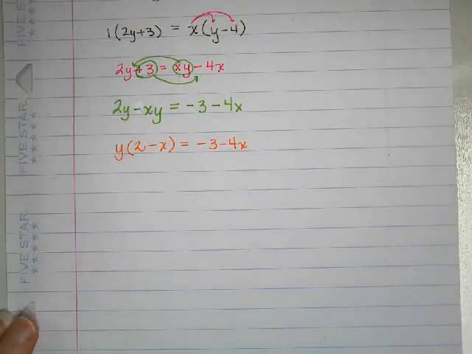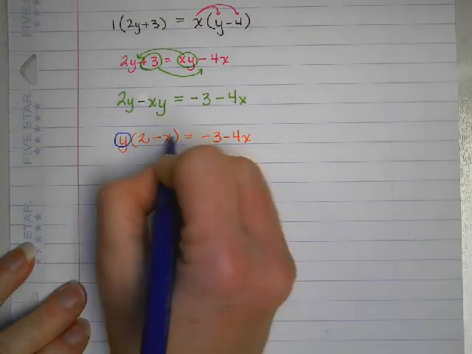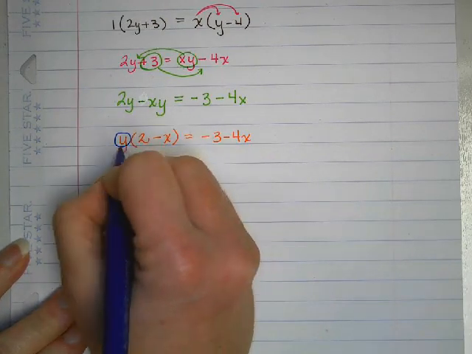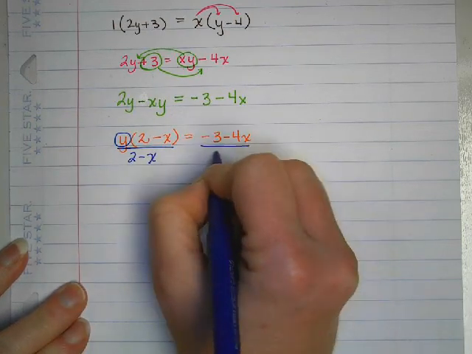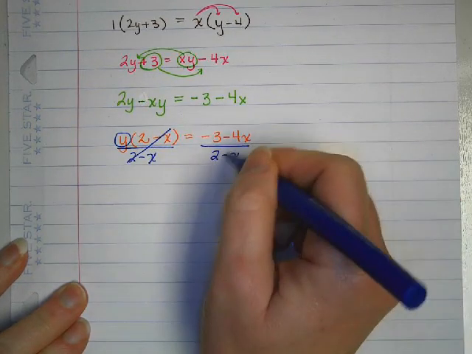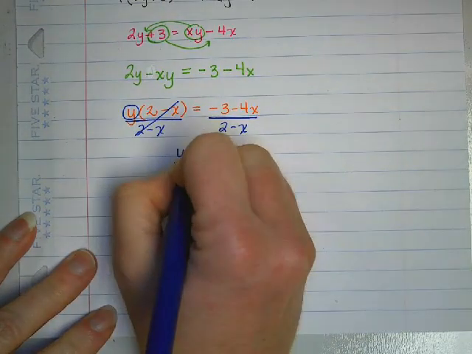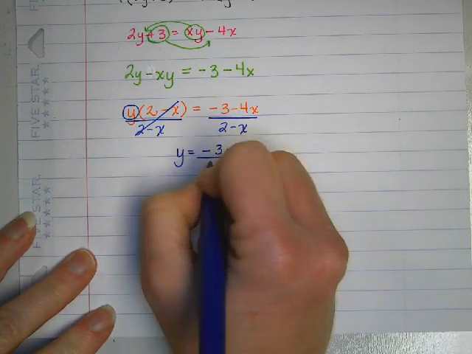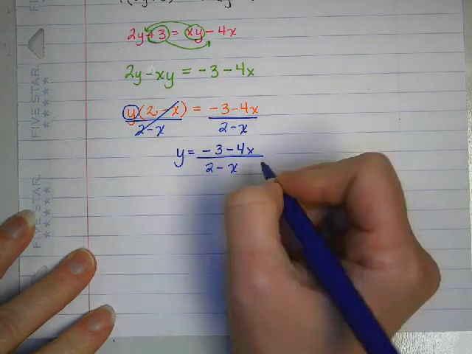And now remember, I'm just trying to get y by itself. Just need to get this alone. I need to get rid of this 2 minus x, and it's there by multiplication. So to get rid of something there by multiplication, you divide. So I'm going to divide by 2 minus x. If I divide the left side by 2 minus x, I have to divide the right side by 2 minus x. On the left, it cancels out, leaving me just y. On the right, I end up with this rational, negative 3 minus 4x over 2 minus x.